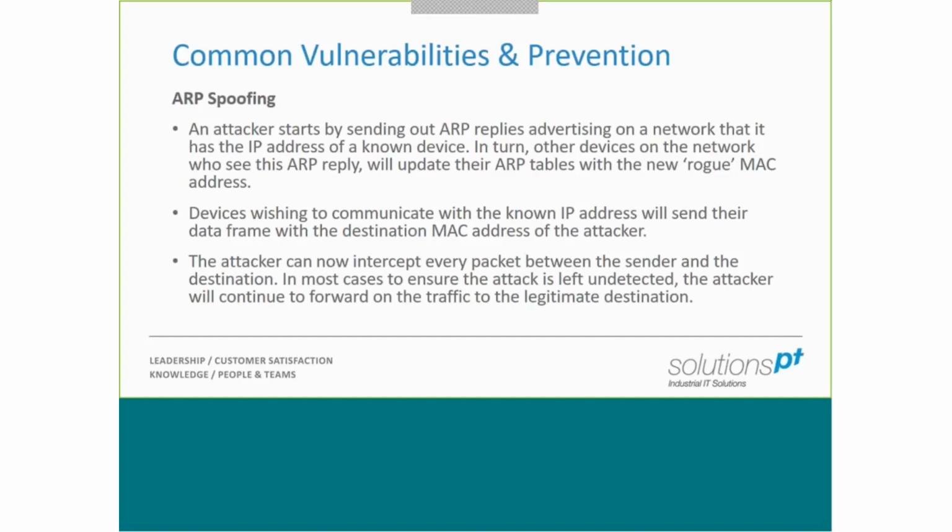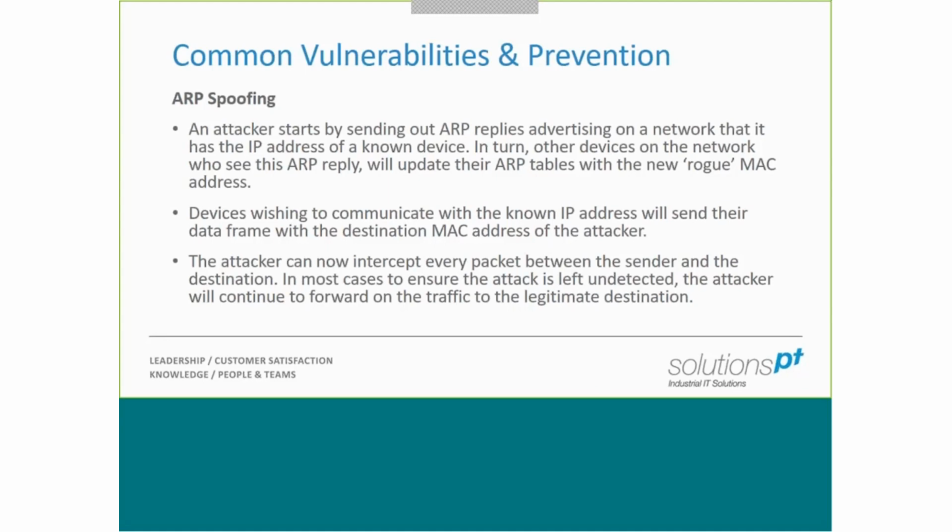Unless they were to check their ARP tables and validate the MAC addresses, they wouldn't have a clue this is going on, because as far as they're concerned, normal communication is still taking place. However, the attacker is intercepting absolutely everything that's coming back and forth through them.